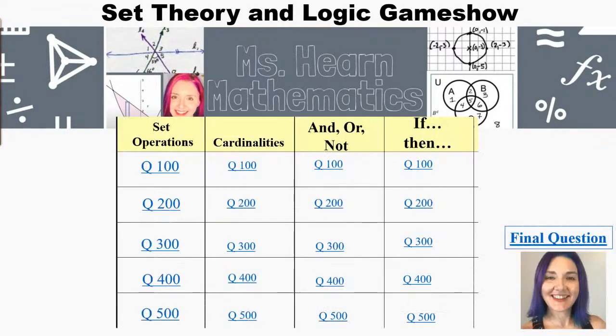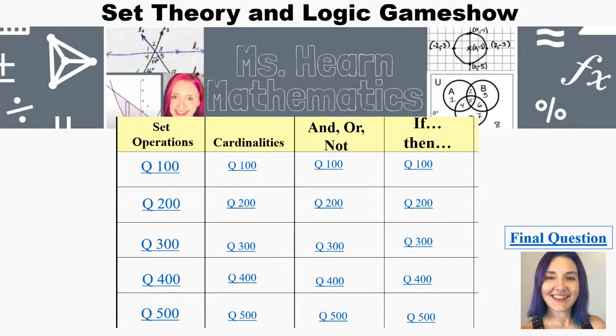This is the game board. So we have 4 categories. We have set operations, cardinalities, and then and, or, not, and if then. So the first 2 columns are set theory questions, and the second 2 columns are logic questions. Okay, the first question that we're gonna do is set operations for 100.